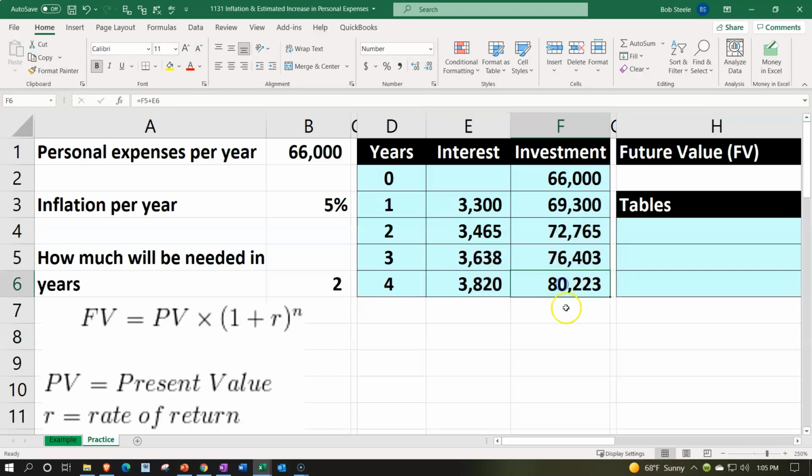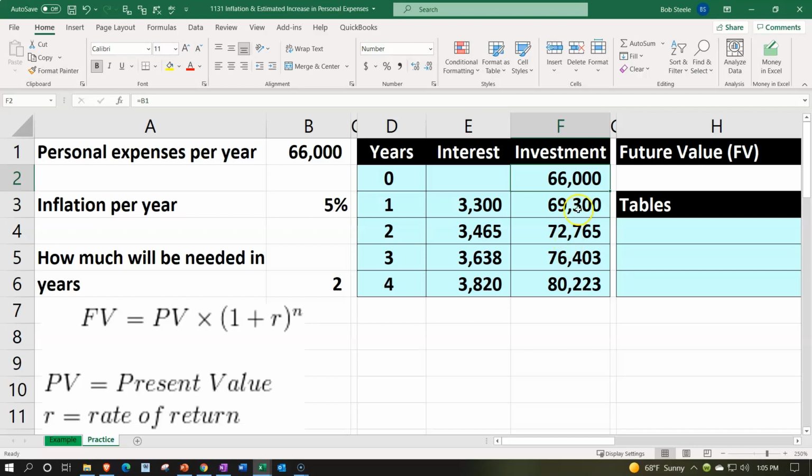So year 4, we're up to $80,223 to buy the same stuff, the food I need that would only cost me $66,000 like 4 years or 5 years ago or something like that. Things are getting out of control. The world's going to hell in a handbasket these days. I remember when I used to be able to buy a hamburger Happy Meal.